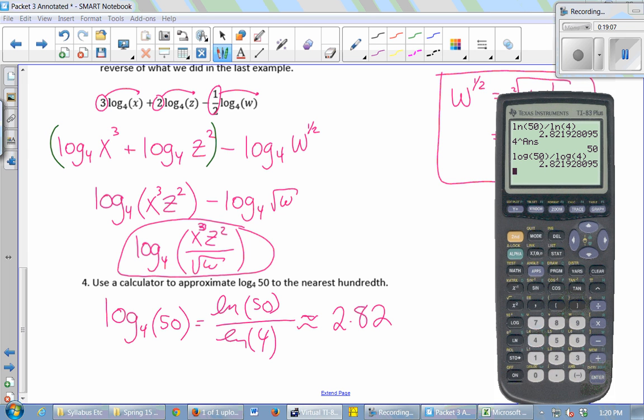Is it okay that we round it off? Yeah, it depends on the directions for the problem. So if the directions ask for an exact answer, you would have just circled log base 4 of 50 or ln 50 over ln 4. And if they want an approximated answer, you would round. Right. Yep.